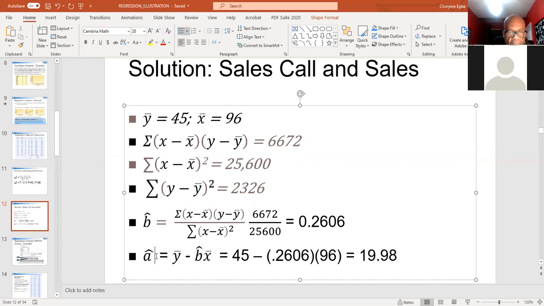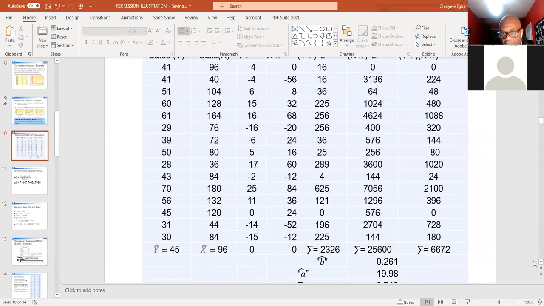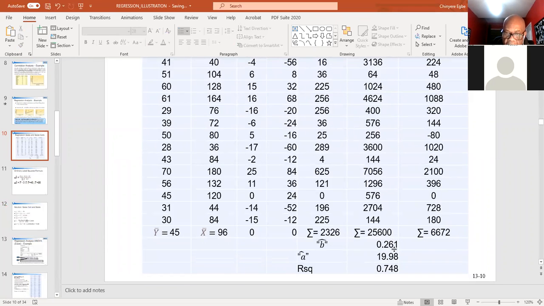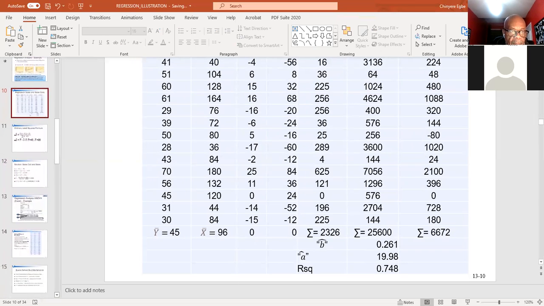And then you get A hat, which equals Y bar minus B hat times X bar, which is 45 minus 0.2606 times 96, which gives you 19.98. This is how I got these numbers here. We're going to walk through an example. See how I got these numbers here? 0.2606, if you really want to expand that, and 19.98. So let's do an example, and we're going to walk through that example completely.